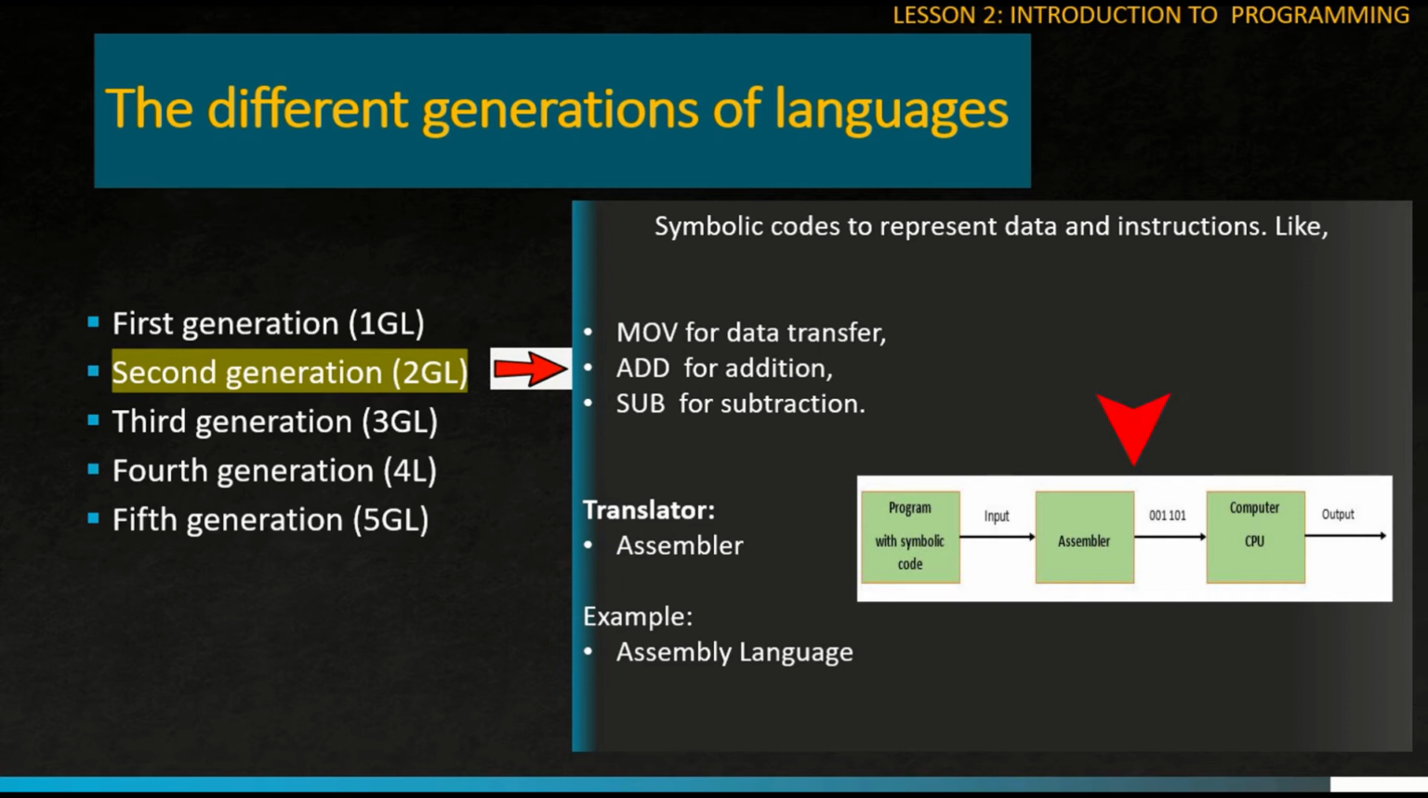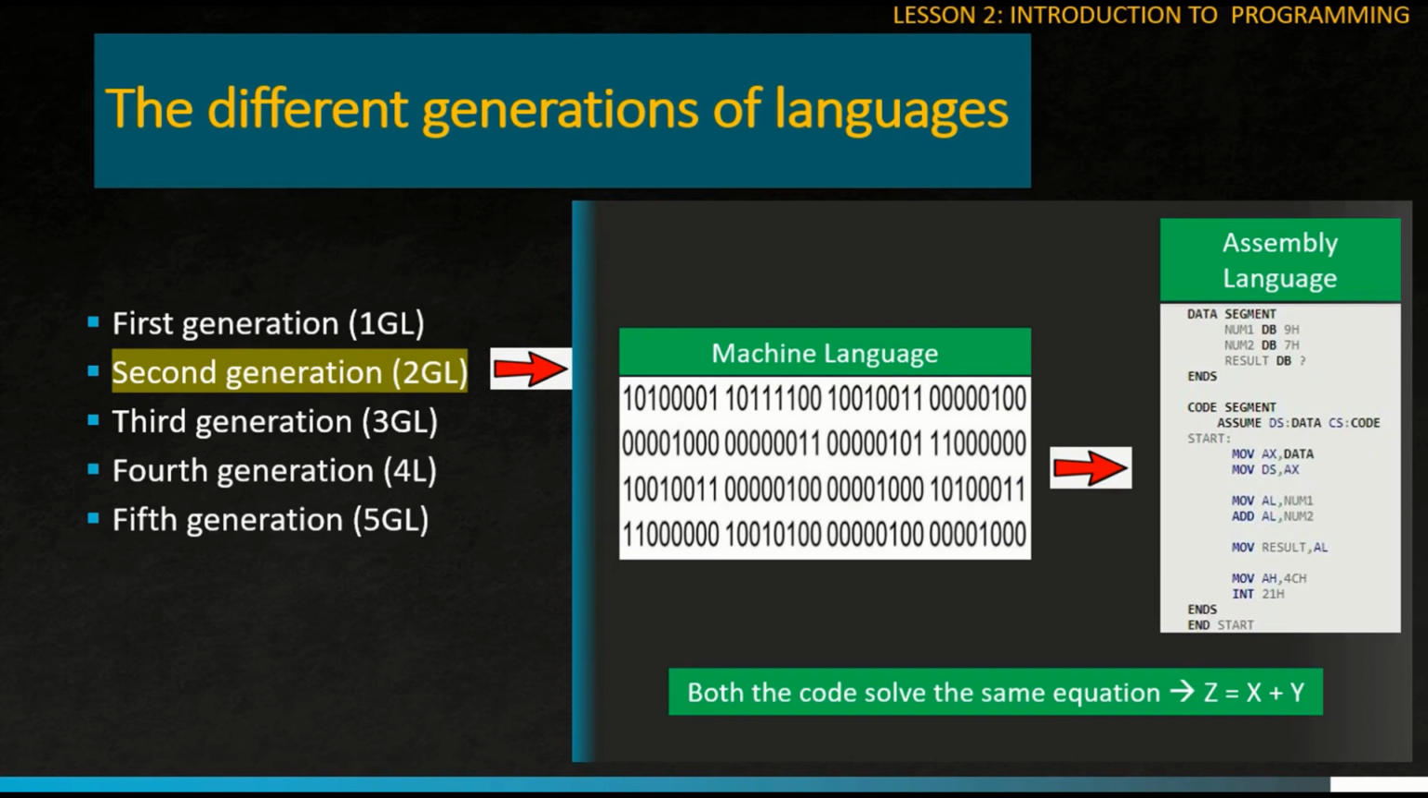In the figure, you can see a simple instruction flow. Code with symbols goes first to the assembler. The assembler translates the code into binary, and sends it to the computer for processing. An example of second-generation language is assembly language. Assembly language brought little ease to the programmers.